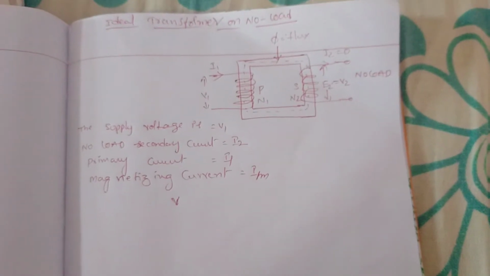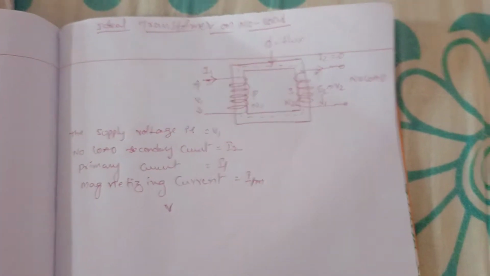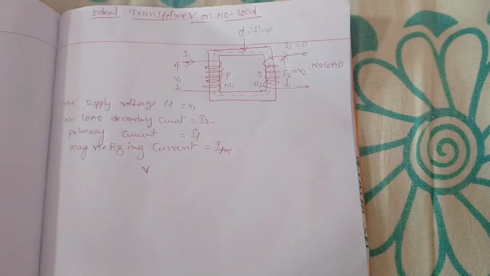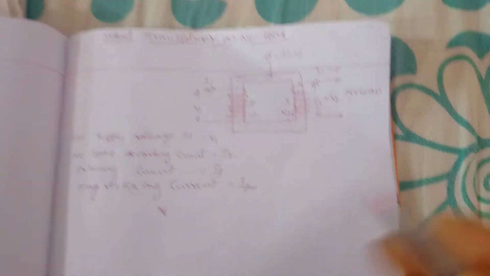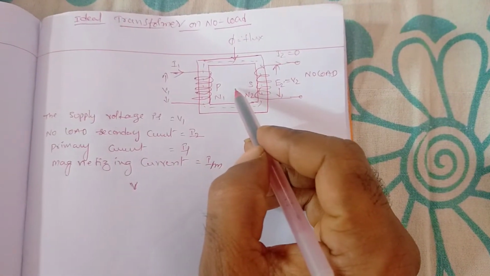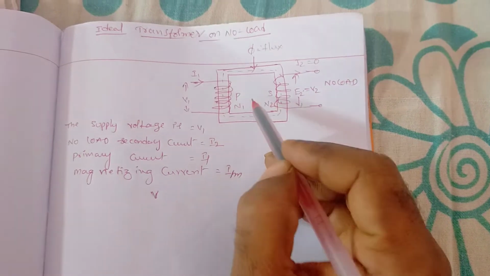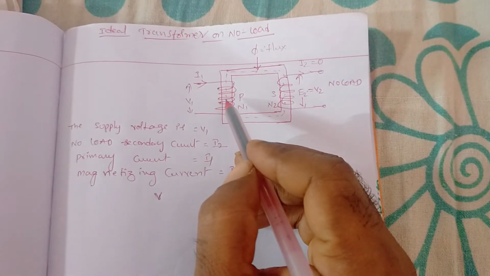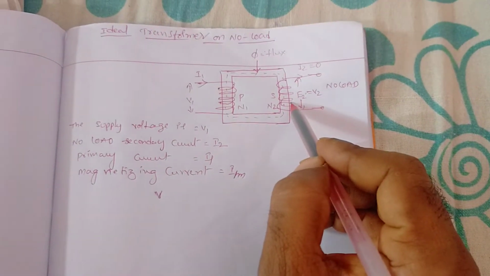Good afternoon all. Today I would like to explain the ideal transformer. Transformer on no load, or ideal transformer. This is the core type of transformer. It has a primary winding and a secondary winding.